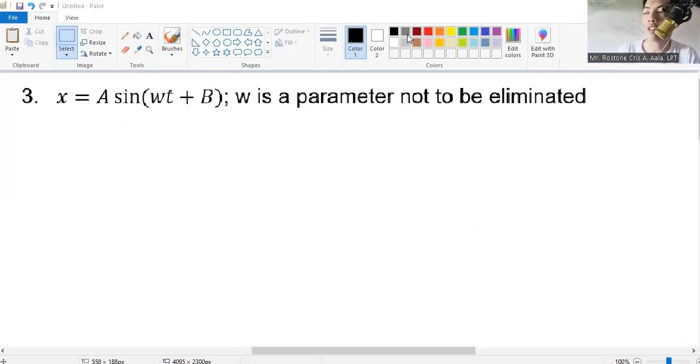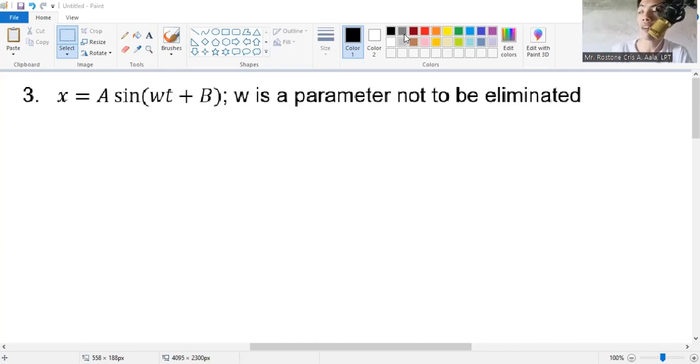Now let's have example number 3. The given in number 3, we have x is equal to a sine wt plus b, where w is a parameter not to be eliminated. So since w is a parameter, our constants here is just the capital A and the capital B. We have two constants. We have the dependent variable x and we have the independent variable t. So in this case, we are going to find the first and second derivative. Bakit first at second derivative? Kasi meron tayong dalawang constant which is yung a at saka yung b.